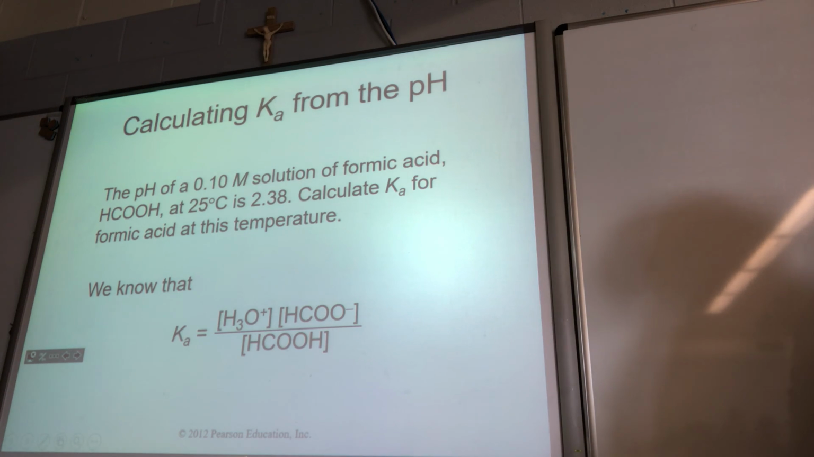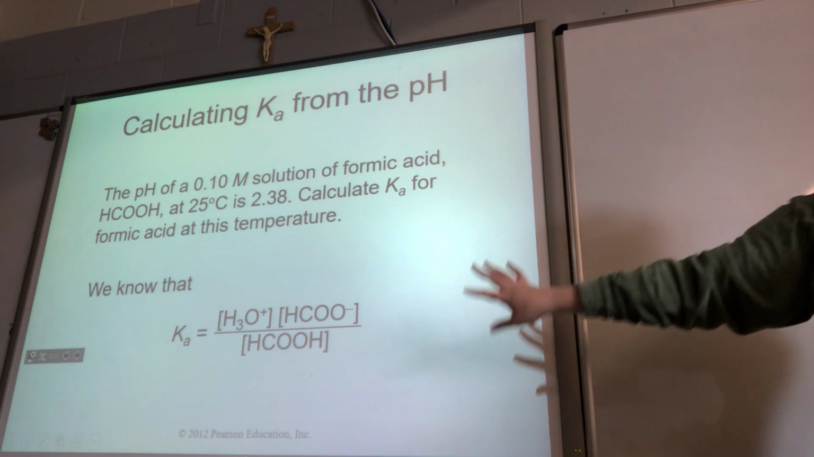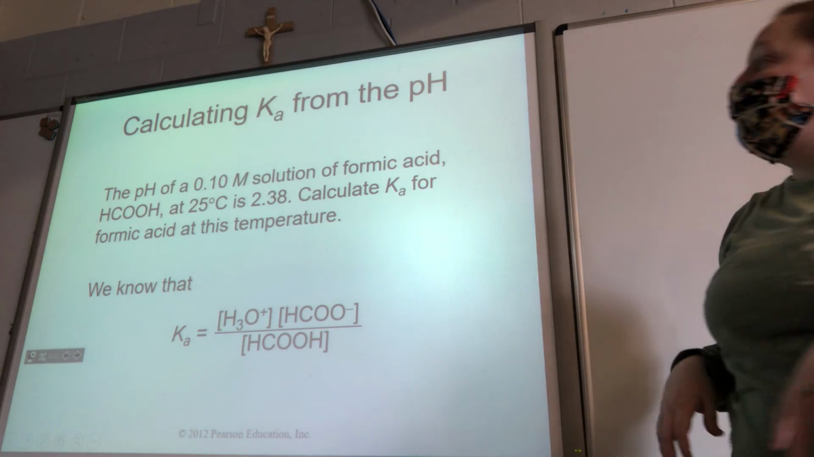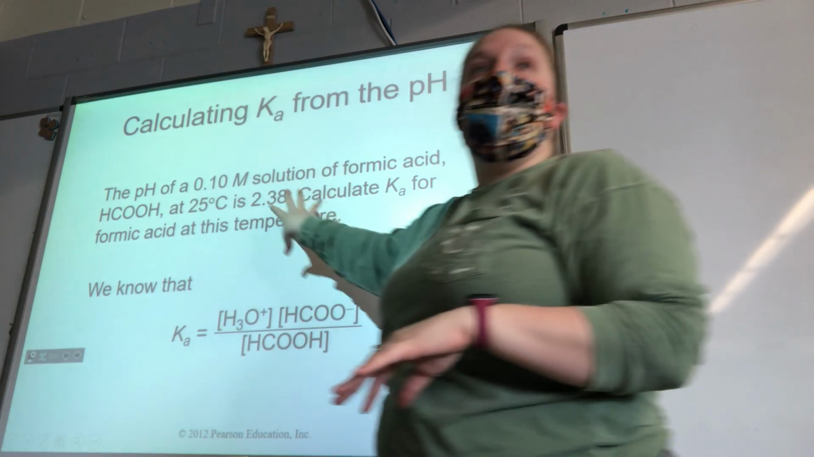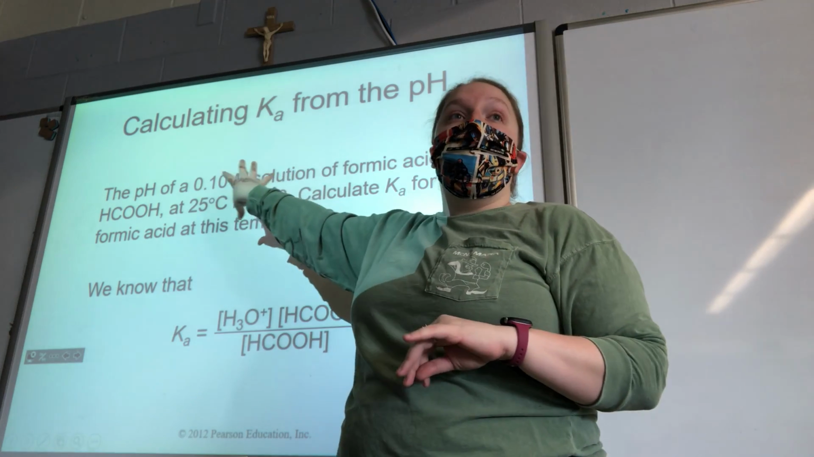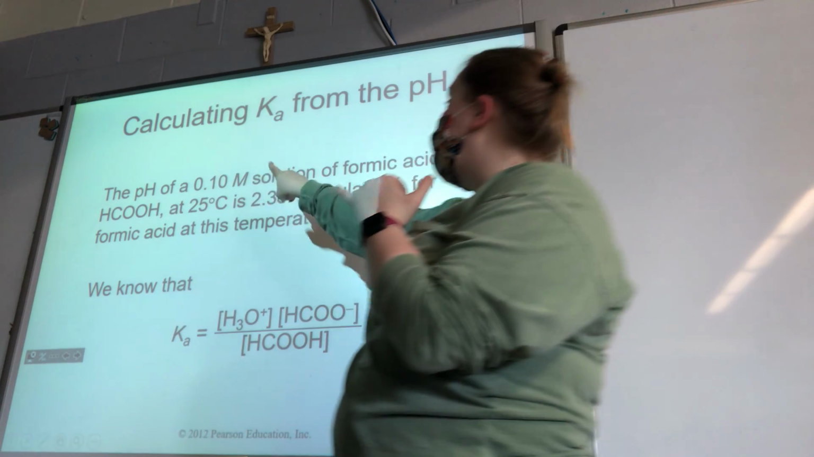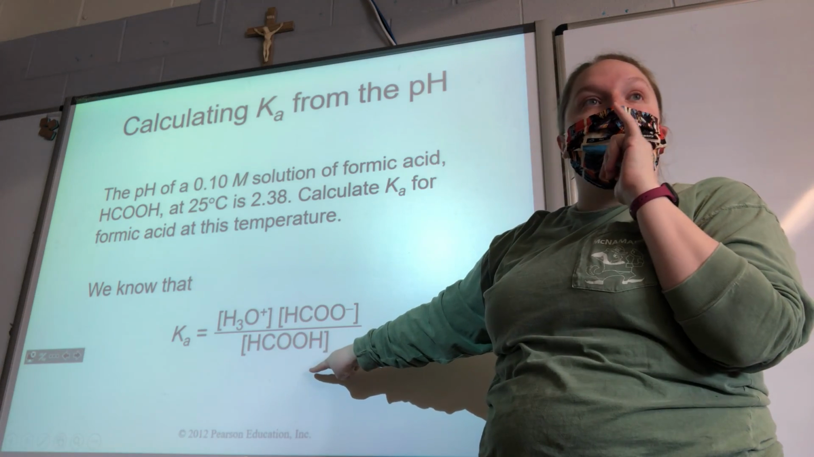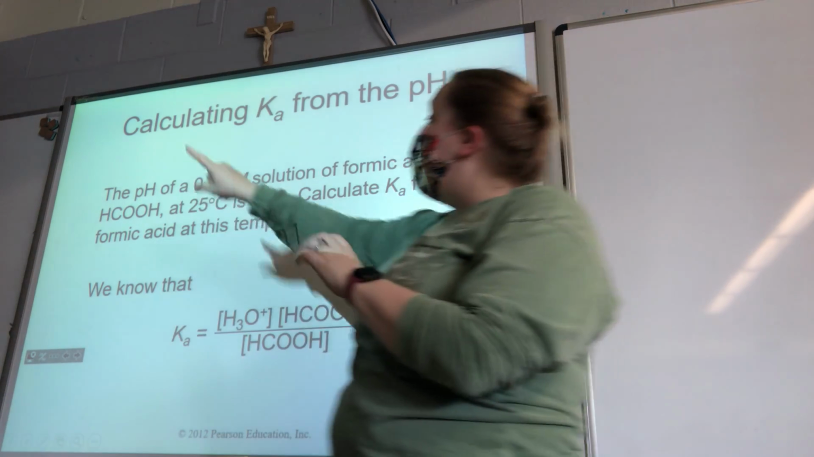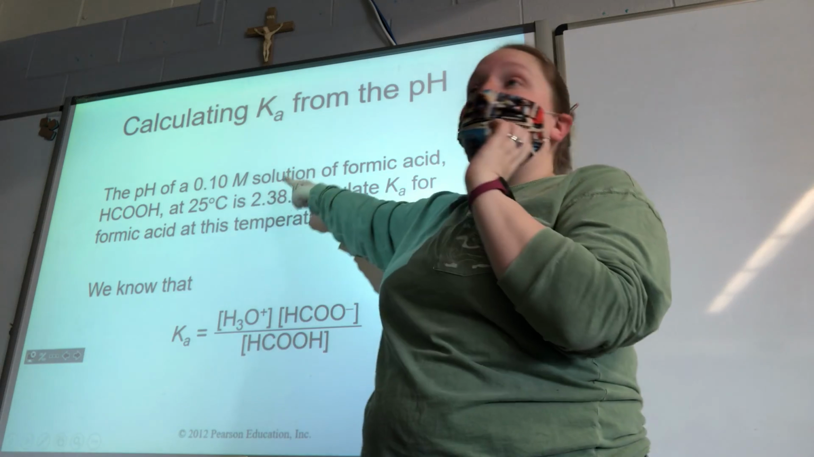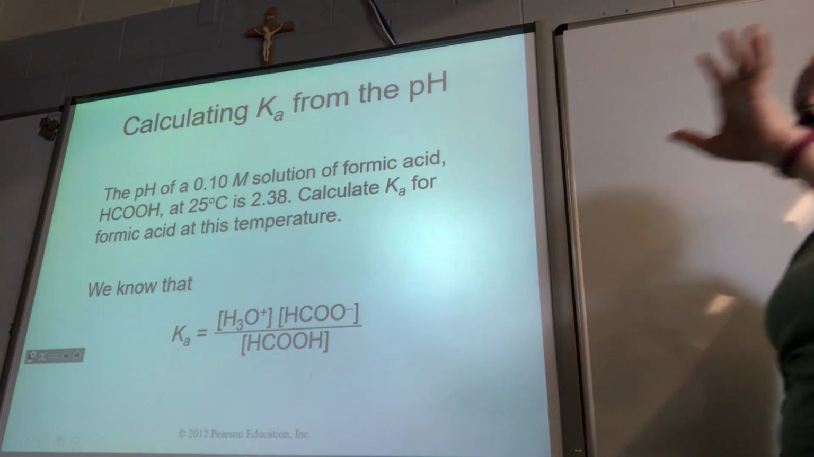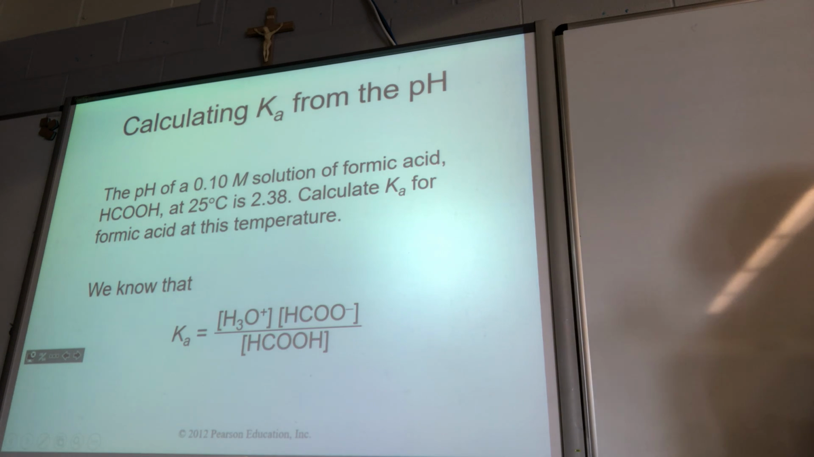We're going to work with problems, and I'm going to introduce generally what they look like. We're going to do these together, okay? We want to calculate a K given some information. We're told the concentration of the acid, which is of course the thing on the bottom of our fraction. We're given that the pH at a certain temperature is 2.38, and we are asked to find Ka.